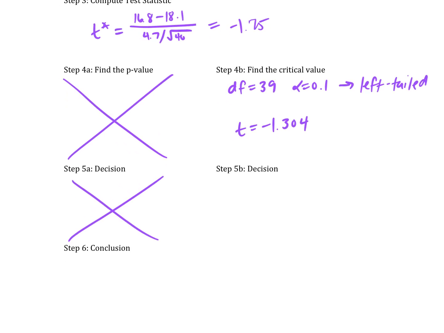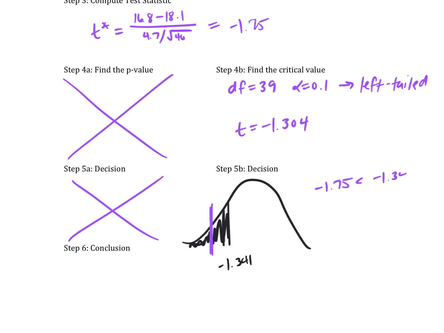Now, our decision. So if you need the visual, this is negative 1.341. Where is negative 1.75? To the left or right of that? It's right here. Does it fall in the rejection region? Yes. So negative 1.75 is less than negative 1.341. Reject the null, or H naught. Don't care how you state it.